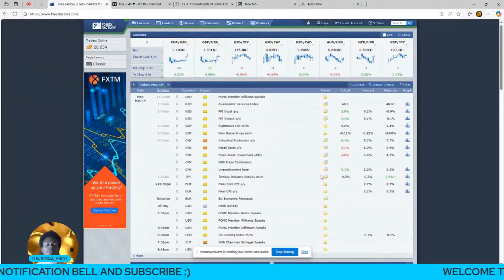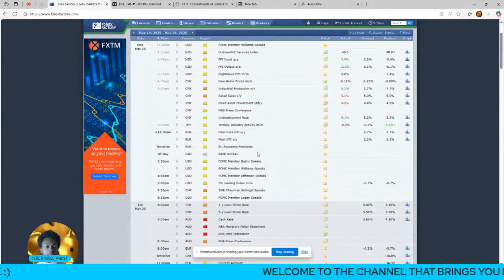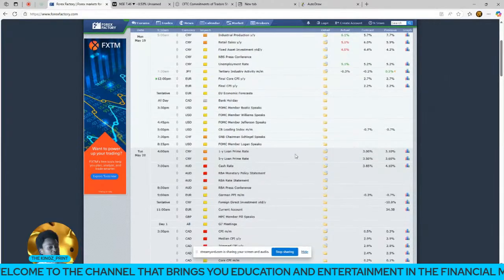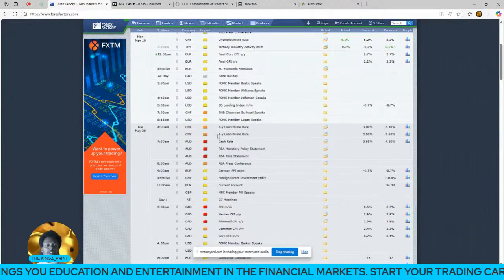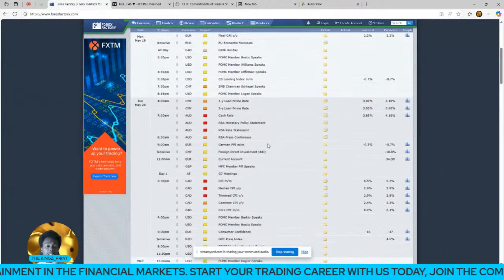It all starts with Forex Factory for me, looking at what we are anticipating in the economic calendar. Today, there's not a lot of activity happening in the financial markets. We do have a bank holiday for Canada. Starting tomorrow, it's going to be different because we do have the 1 year loan prime rate and the 5 year loan prime rate for the Chinese yuan. Very interesting, and I would want to see what the data is going to entail.